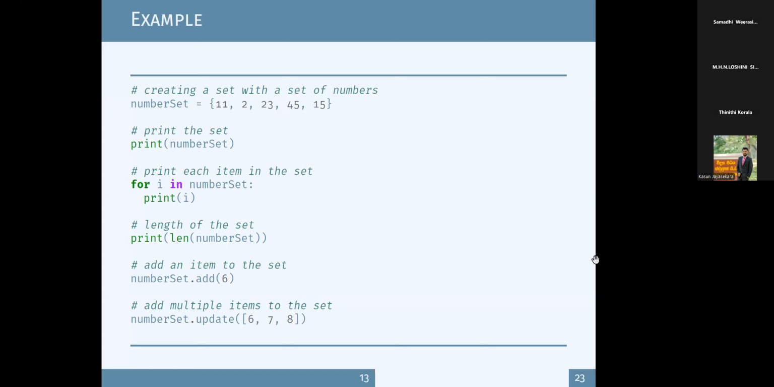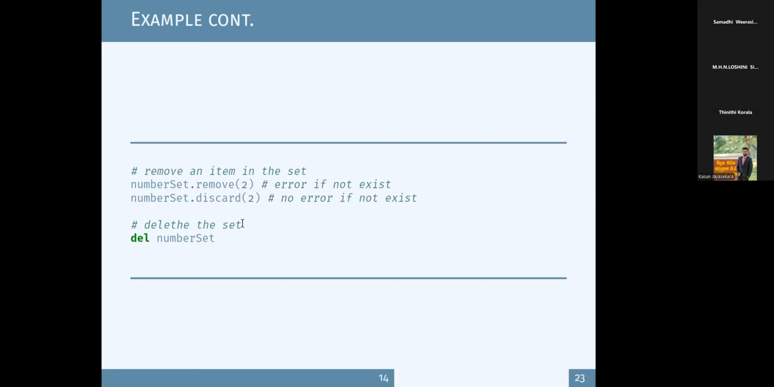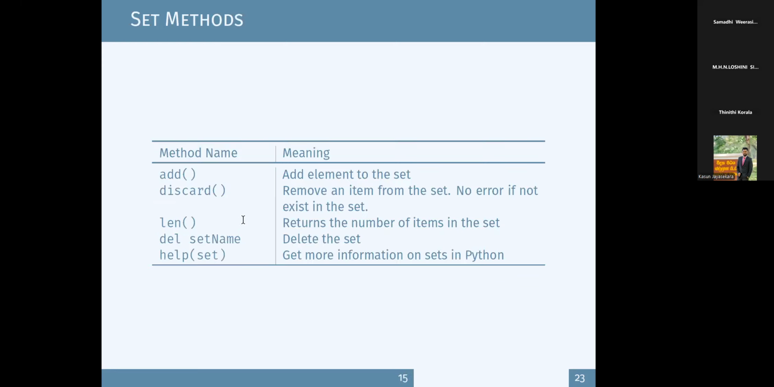Okay, what we have discussed about sets: sets can be used to create a unique set of items. It's an unordered collection, which means that you cannot use an index here. You can add items, but you cannot update, and you can remove. And to remove, actually, we discussed two techniques. So that's what we discussed about sets. So here are some set methods: add, discard, and len.